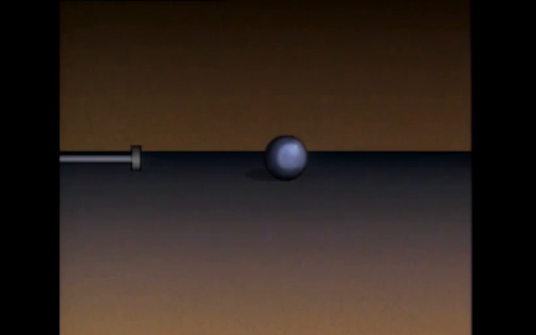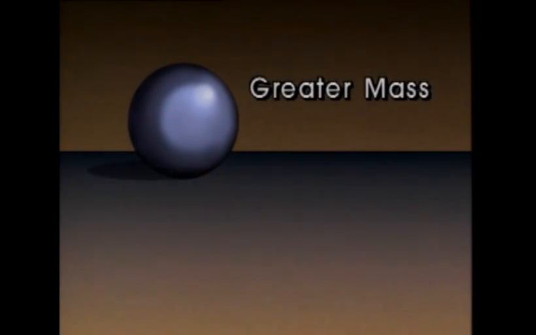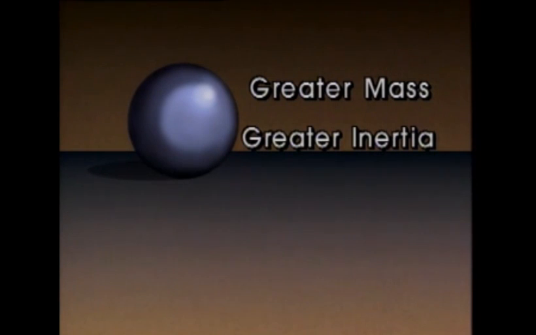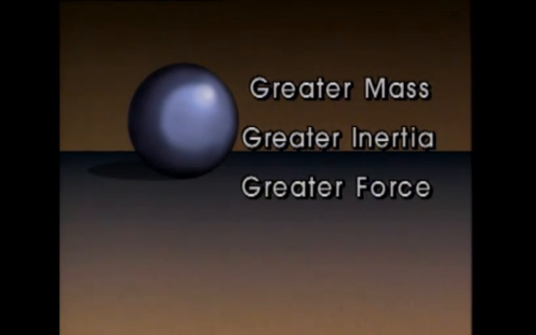And when an object is moving, its inertia causes it to continue moving in a straight line unless a force is applied to it. Inertia relates directly to the mass of an object. So the greater the mass of an object, the greater the inertia. And the greater the inertia, the greater the force required to start an object moving, stop a moving object, or change a moving object's direction.